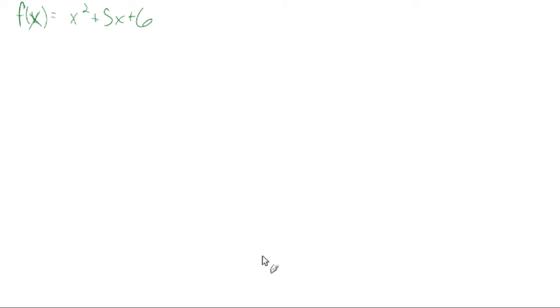Hello, section 5.8, analyzing graphs of polynomial functions. And to start this section out, we're going to use this function to talk about the difference between four terms. These terms are zero, factor, solution, and x-intercept.